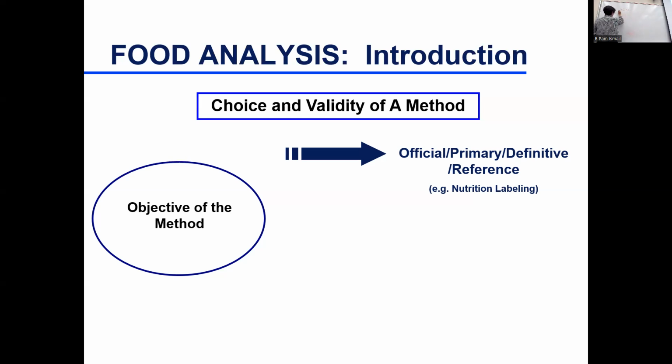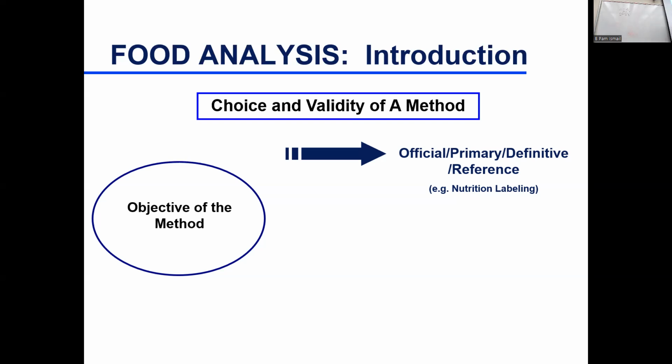AOAC is the Association of Official Analytical Chemists, and now this became Agricultural Chemists. And then you have AOCS, the American Oil Chemists' Society. They're very similar in letters, so I get confused. These two are examples of official agencies that verify methods of analysis, and once they're verified, you can use them for nutrition labeling, for example.